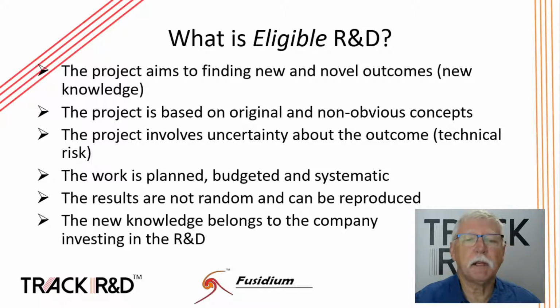That is, there must be an element of technical risk associated with the project to fit within the guidelines of eligible R&D. In addition to creating new knowledge, there must be systematic work that is planned, budgeted, and carried out in a scientific method. There must be work that is planned and budgeted and undertaken in a systematic manner. The results cannot be random and must be able to be reproduced.